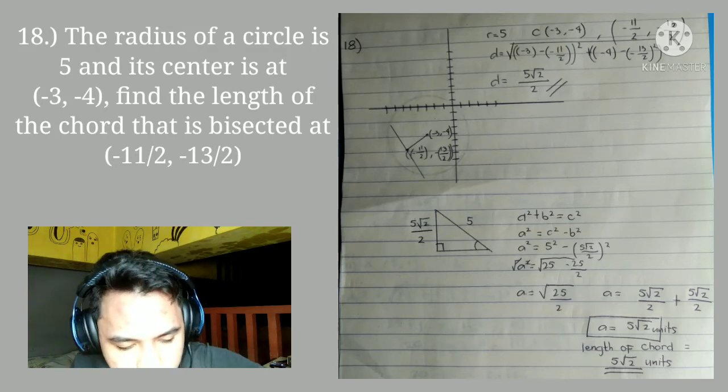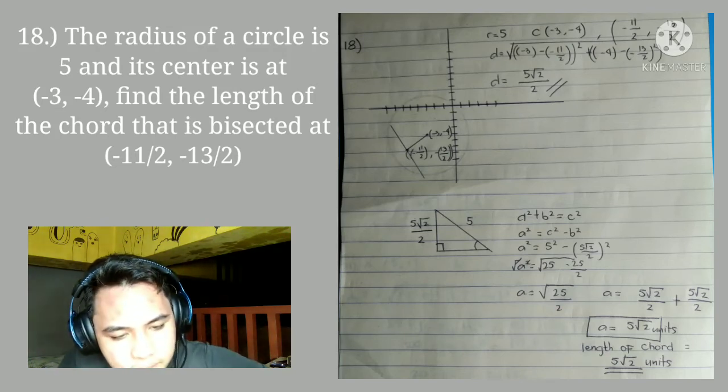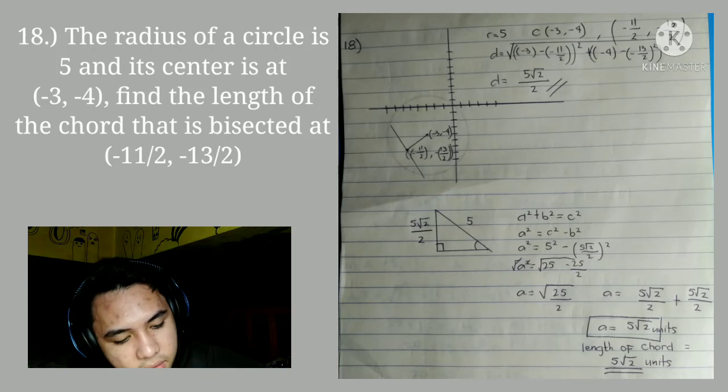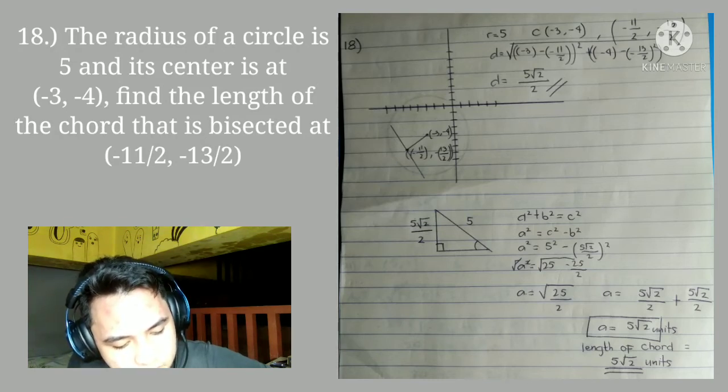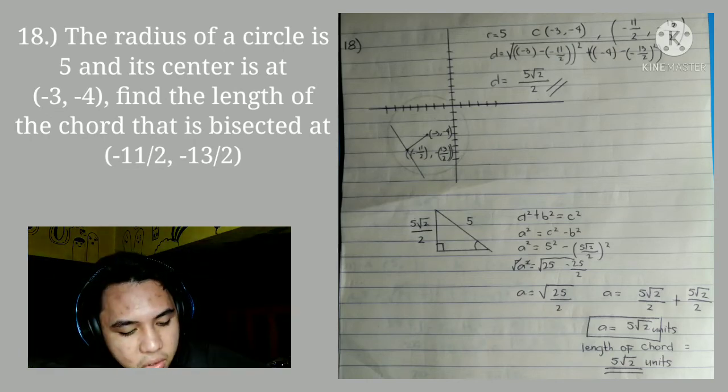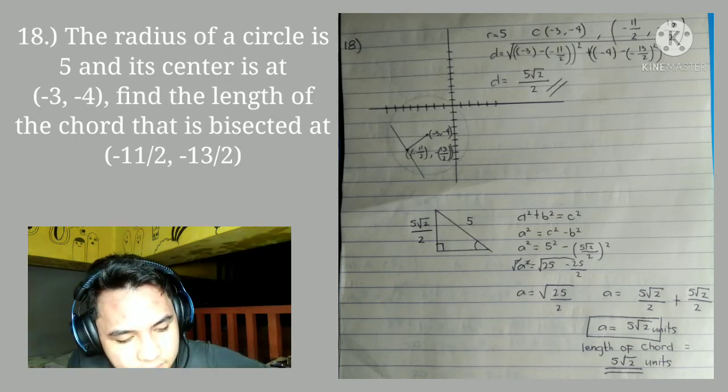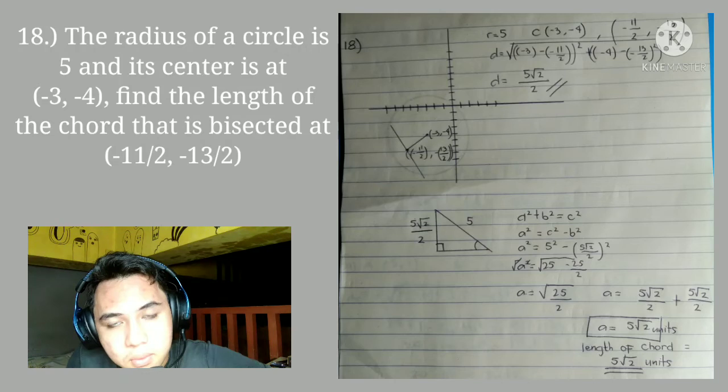So now, since we have the radius, we can assume that there is a right triangle here. As you can see, the hypotenuse of the right triangle is 5, and the height, which is the distance between the center and the bisecting point, is 5√2/2.